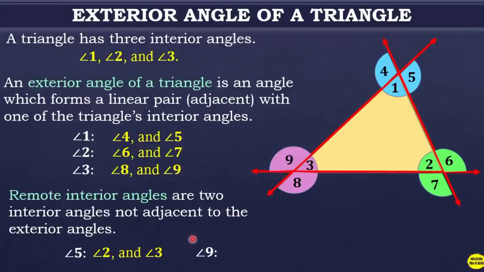Okay? And then for angle 9, so you have here the exterior angle. So ang remote interior po nito ay si angle 1 and angle 2. And then for angle 7, ang remote interior po nito ay si angle 1 and angle 3. So always remember that the remote interior angles are the angles that are not adjacent to the exterior angle.